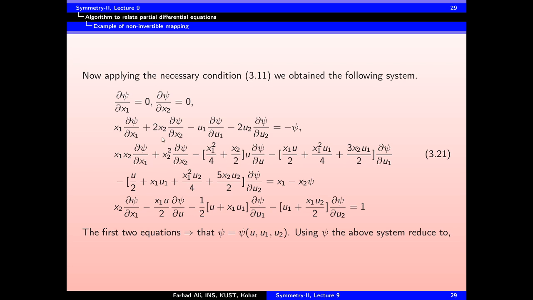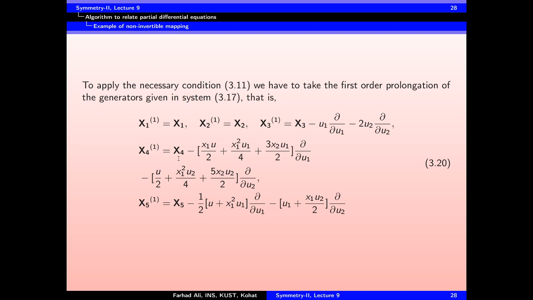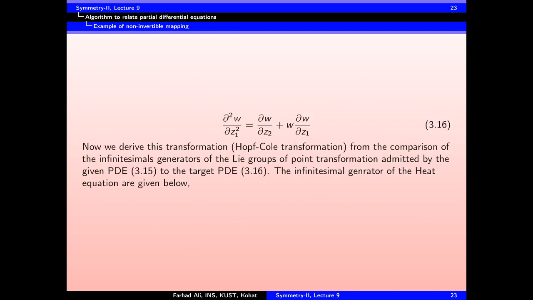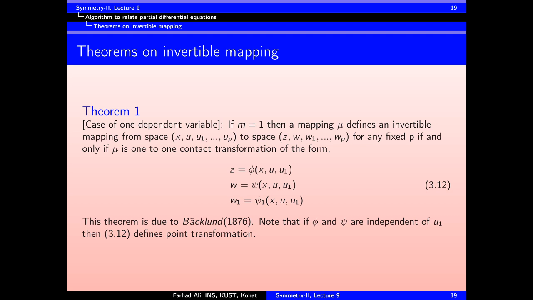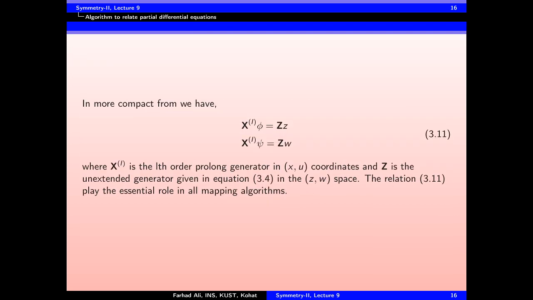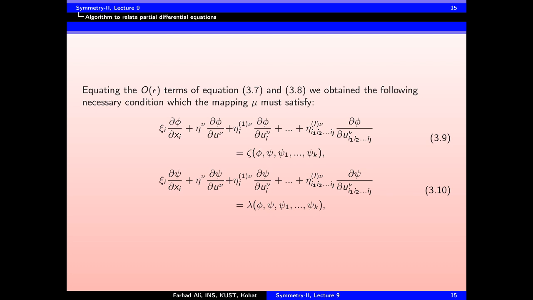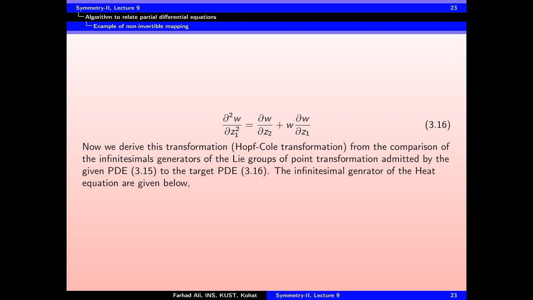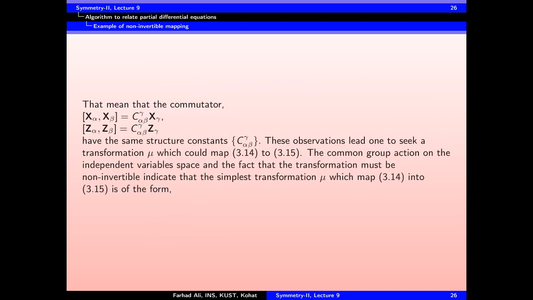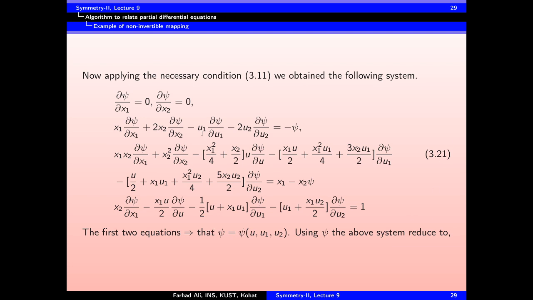And where does this system come from? This system comes from the mapping given here. We use equation 3.11 or 3.9 and 3.10 for the given heat and Burgers equations, and this gives me this system. Now my goal is to solve this system.